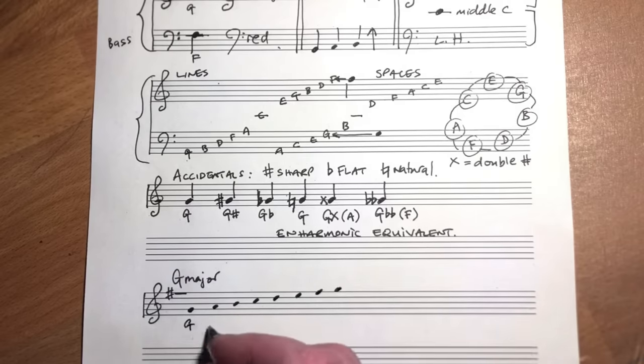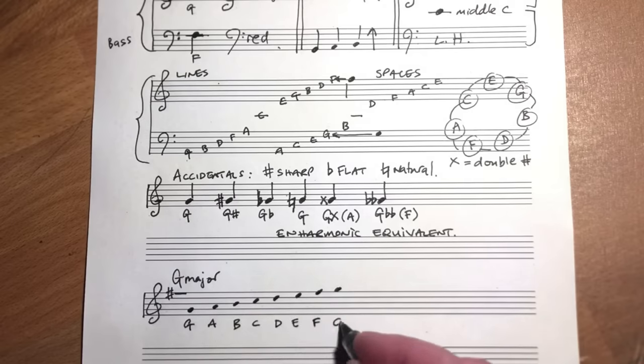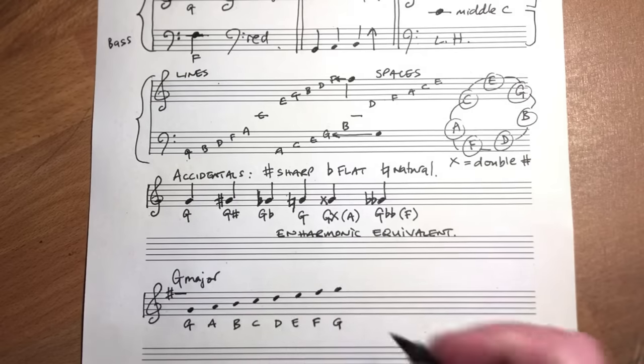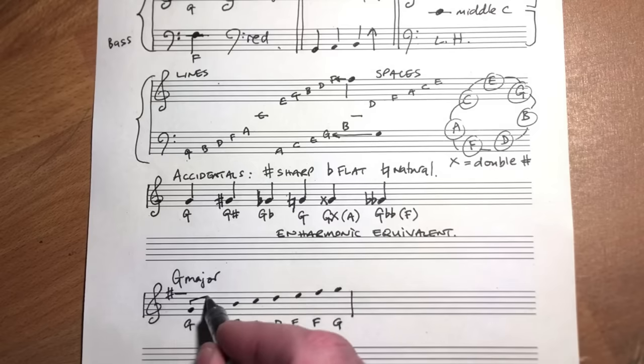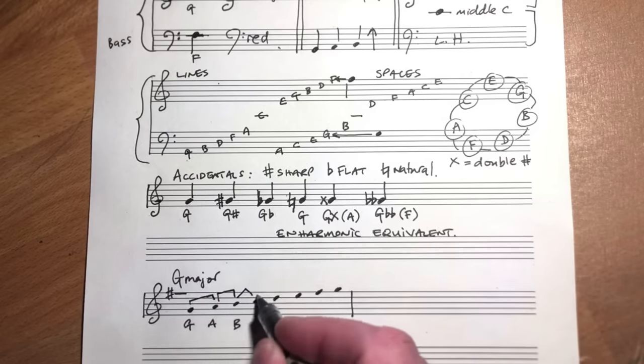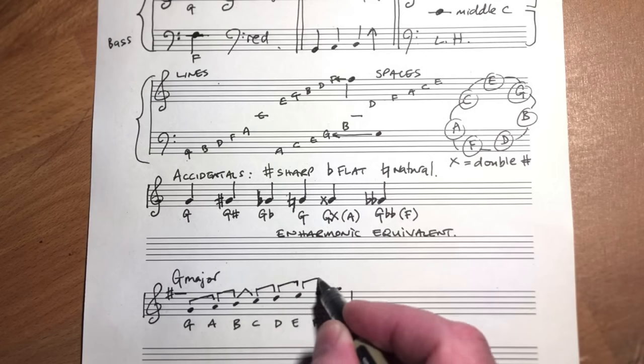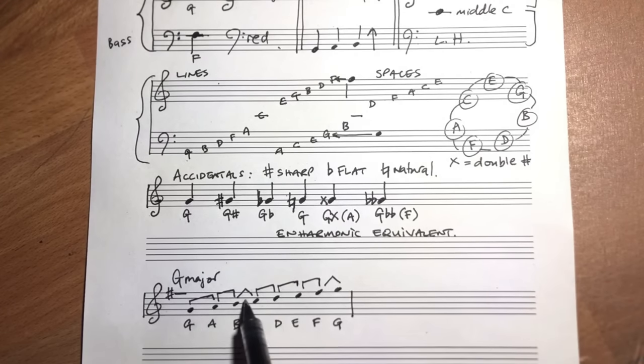Let me write those underneath this so that you understand what they are. A, B, C, D, E, F, G. So we're going from G to G. That is one octave. We need this to maintain a structure for it to be a major scale. And that major scale goes tone, tone, semitone, tone, tone, tone, semitone, or step, step, half step, step, step, step, half step. You can think of it in that manner.